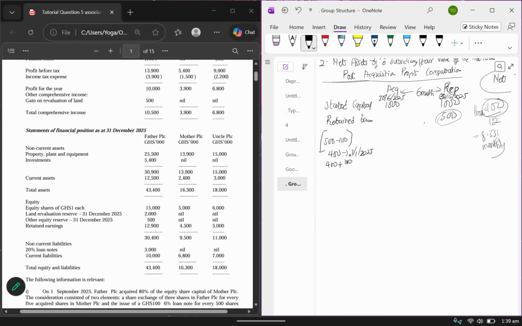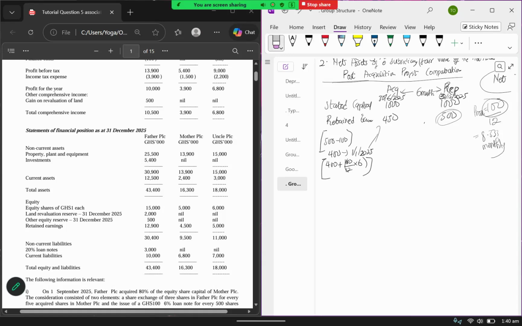100, and then from 1st January to 30th June 2025 is also 6 months. So divided by 12 times 6. Okay, this will also give you the retained earnings as at the acquisition period. So 400 plus 100 out of 12 times 6 is giving me 450.